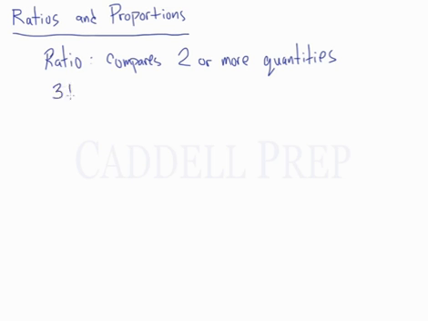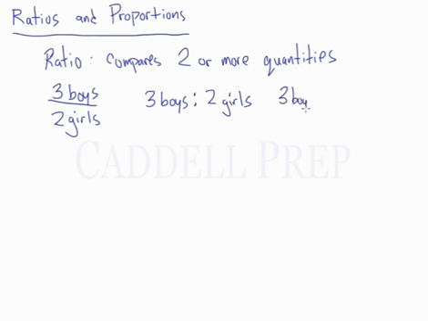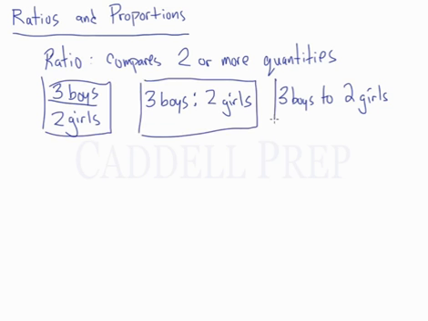So the ratio could be 3 boys to 2 girls. Okay, this is one way of writing it. There's actually 3 ways to write a ratio. You could also write it as 3 boys to 2 girls. Or we could actually just write it out, 3 boys to 2 girls. All 3 of these have the same exact meaning.